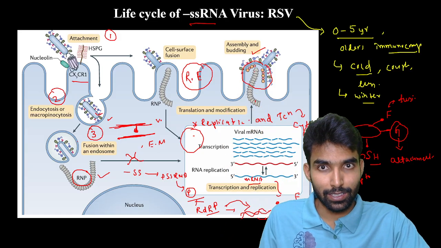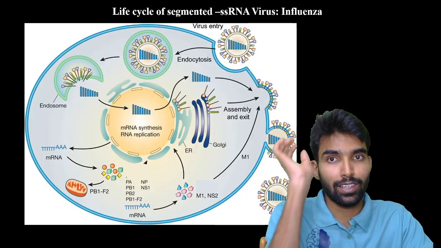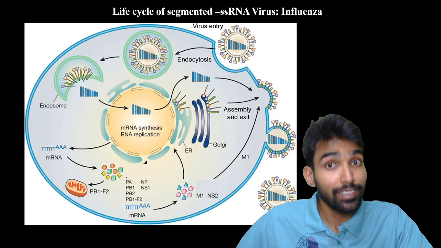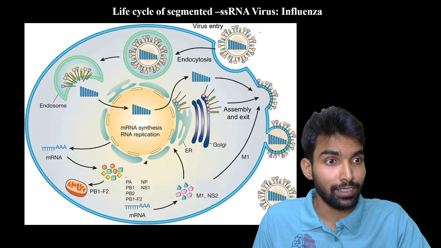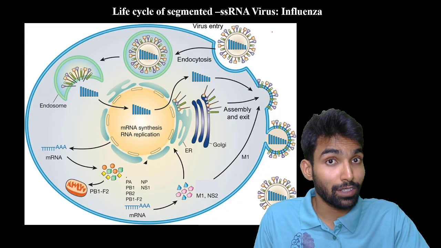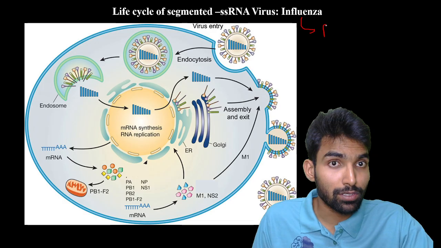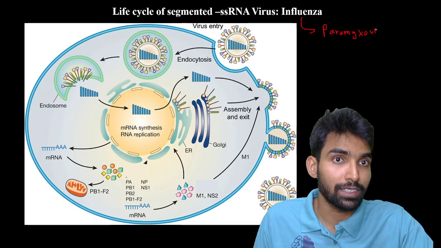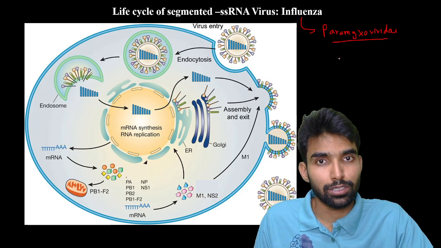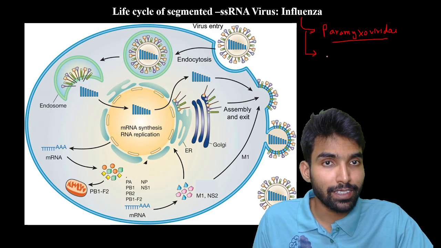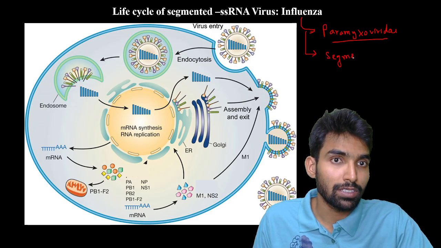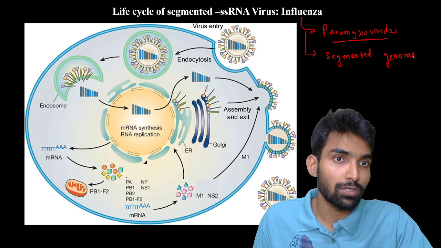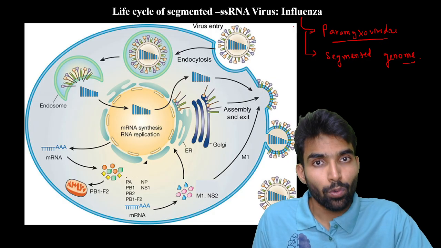That's the life cycle. Okay, now next, influenza virus. This is also a negative sense RNA virus. This is a Paramyxoviridae. Remember the family, influenza virus belongs to the Paramyxoviridae, right? And another special thing of influenza virus is the segmented genome. Segmented genome, right? So what's happening here?